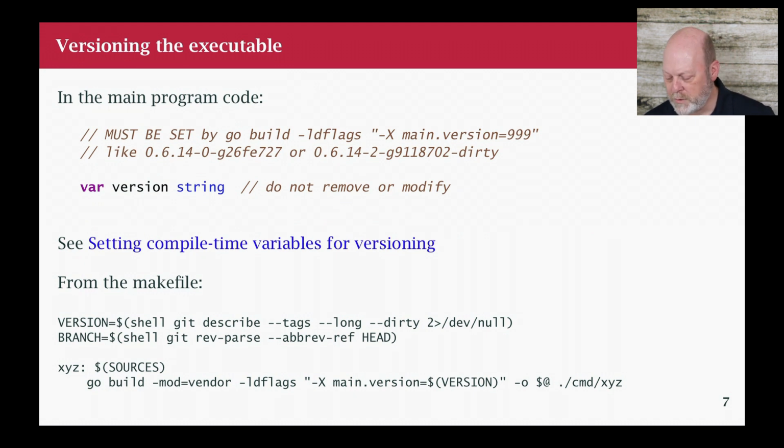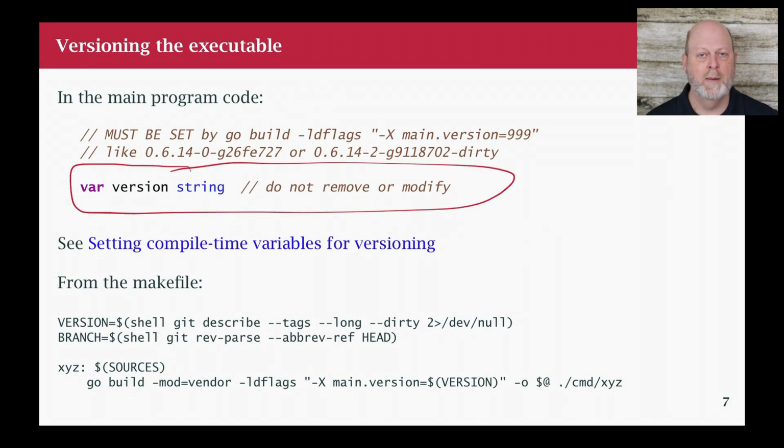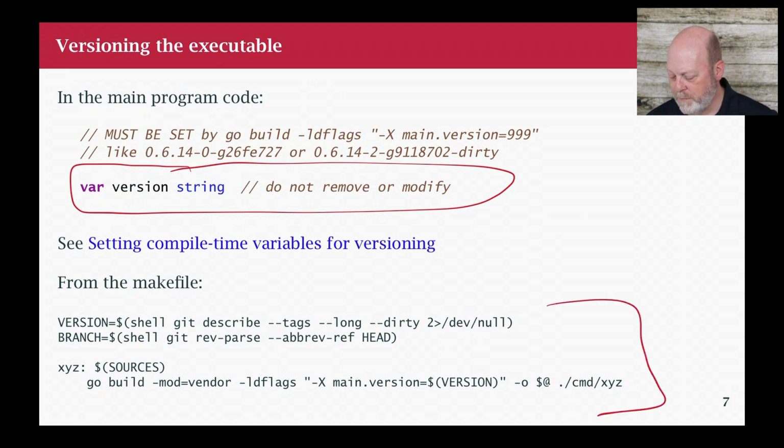So what we need is a variable, and I typically put it in main.go with the main function. I call it version. It needs to be empty, not set to some other value. And what will happen is when we build the program, we will tell Go build how to fill that value with something. And what we're going to do is tell it to fill it with something from Git.